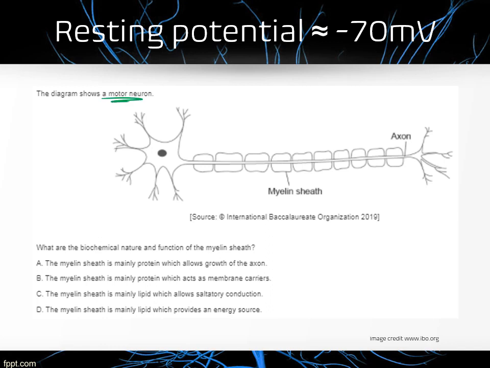This diagram shows a motor neuron. Motor neurons are nerve cells that talk to muscles and make things move, hence the motor. What are the biochemical nature and function of the myelin sheaths? We just talked about that myelin sheath here, composed of Schwann cells. Between those Schwann cells are our nodes of Ranvier.